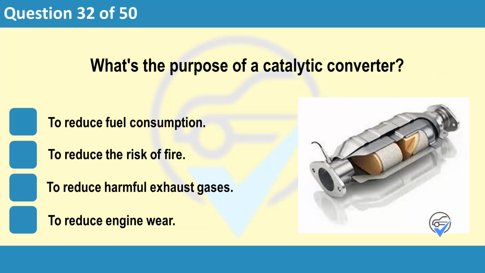What's the purpose of a catalytic converter? To reduce fuel consumption, to reduce the risk of fire, to reduce harmful exhaust gases, to reduce engine wear. Catalytic converters reduce a large percentage of harmful exhaust emissions. They work more efficiently when the engine has reached its normal working temperature.